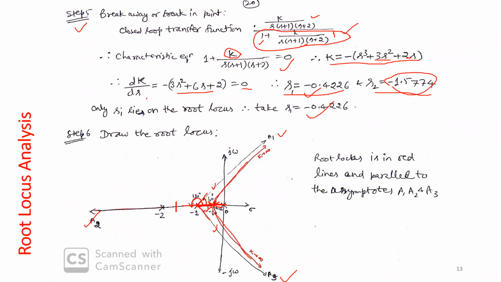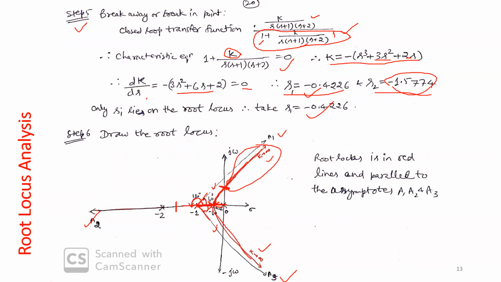Clear? So as the K value goes from 0 to infinity, we see the roots, the closed loop poles. If you look at this particular point, if the closed loop poles go out of this point, the system is unstable, because you go to the right hand side of the imaginary axis.